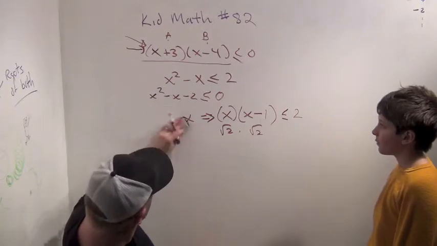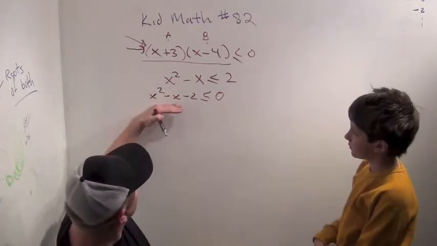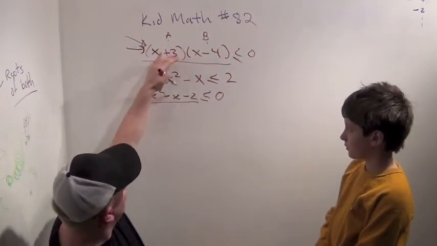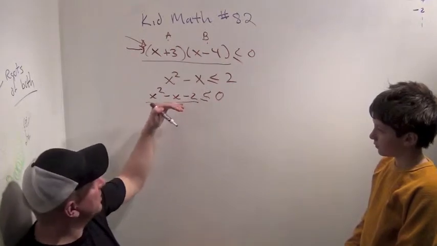But now, if we move the 2 to the other side and get the 0 on the other side, maybe we can factor this and find the roots, and that'll help us. Let's see if we can do that, and we'll stop the movie here and then continue tomorrow.